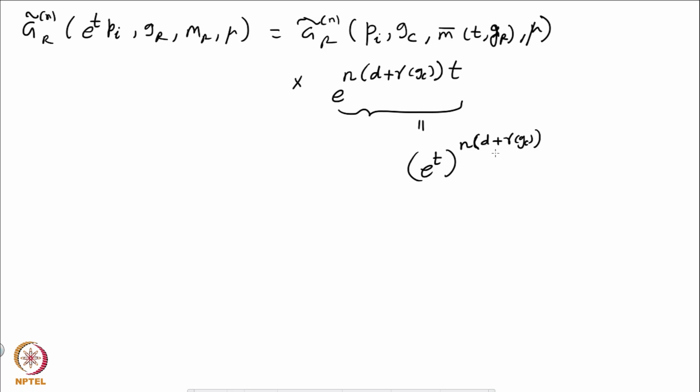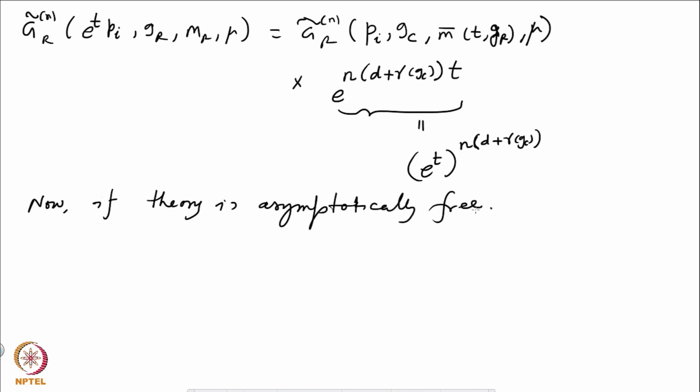The Green function behaves this way in the vicinity of the ultraviolet fixed point. Now, if the theory is asymptotically free, then gc is 0, right? Then gc is 0. That is what it means by asymptotically free, meaning the running coupling.